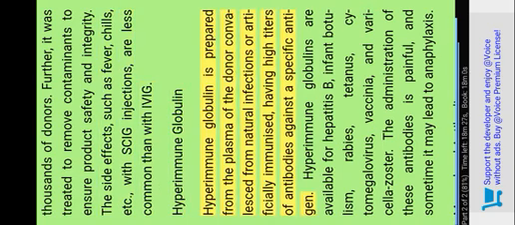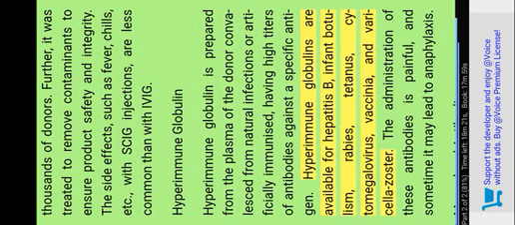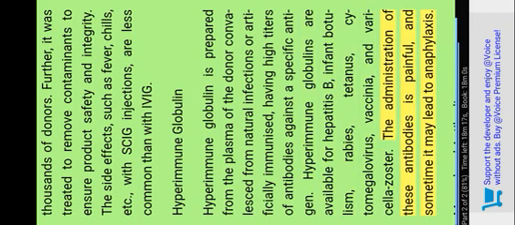Hyperimmune globulin. Hyperimmune globulin is prepared from the plasma of donors convalescing from natural infections or artificially immunized, having high titers of antibodies against a specific antigen. Hyperimmune globulins are available for hepatitis B, infant botulism, rabies, tetanus, cytomegalovirus, vaccinia, and varicella zoster. The administration of these antibodies is painful, and sometimes it may lead to anaphylaxis.